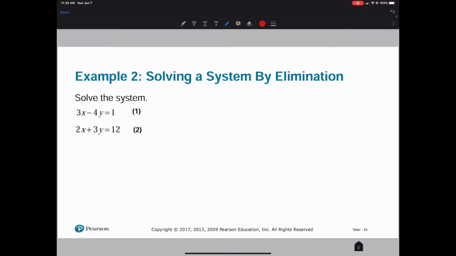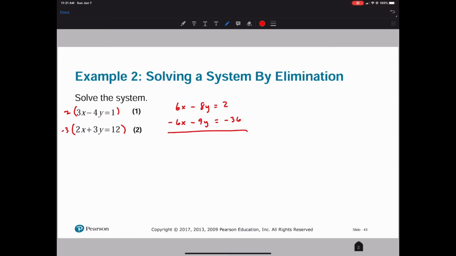Okay, so we have the system as 3x minus 4y is equal to 1. Then we have 2x plus 3y is equal to 12. So me personally, I want to go ahead and eliminate the x values. But to do this, I have to multiply both by a common factor. So I'm going to multiply the top one by 2 and the bottom one by negative 3. So when I multiply these things, I'm going to get 6x minus 8y is equal to 2. Then I'm going to get negative 6x minus 9y is equal to negative 36.